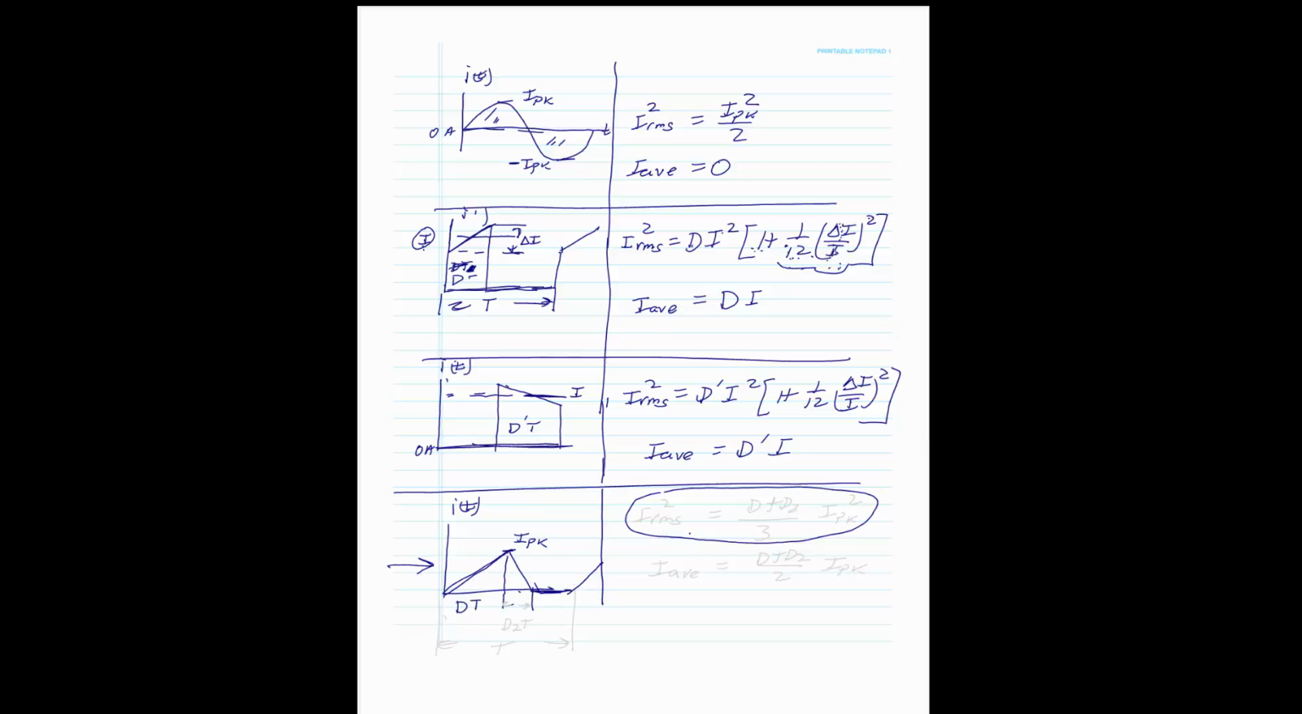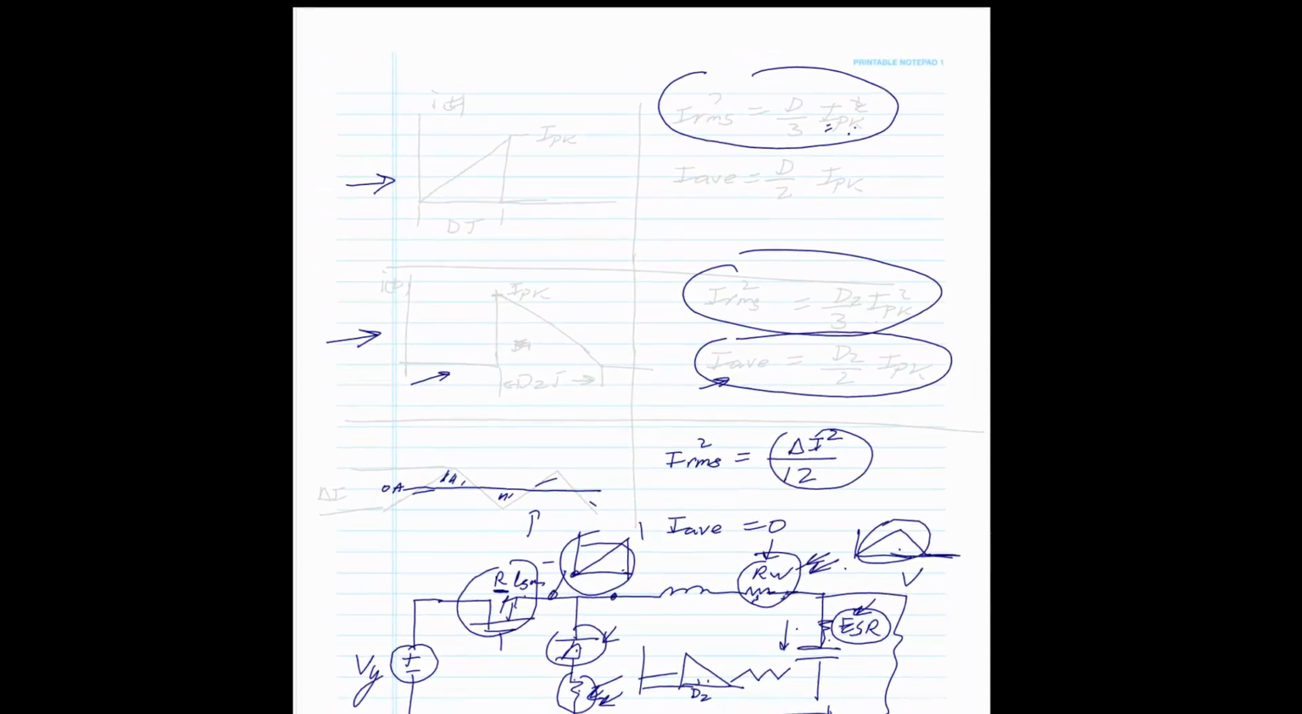But this time is going to be different. We're going to label that d2t. And of course, this is always T repeating. So what I have when I derive this is the RMS current squared is (d plus d2) over 3 times I peak squared. And the I average is going to be equal to (D plus D2) over 2 times I peak.